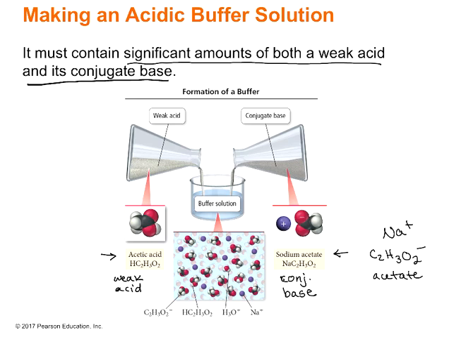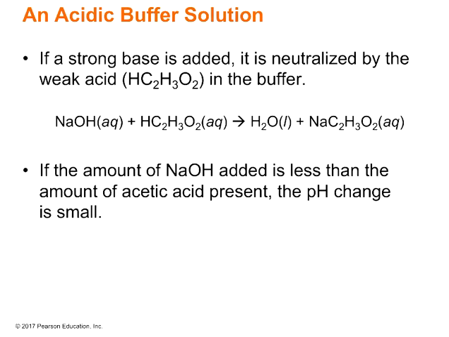Okay, so once we mix these two together, we'll have a solution that contains acetate, acetic acid, and some hydronium ions and sodium ions. And the hydronium ions are coming from the acetic acid and its interaction with water. So now, what if we add a strong base to our buffer solution? It's going to be neutralized by the weak acid.